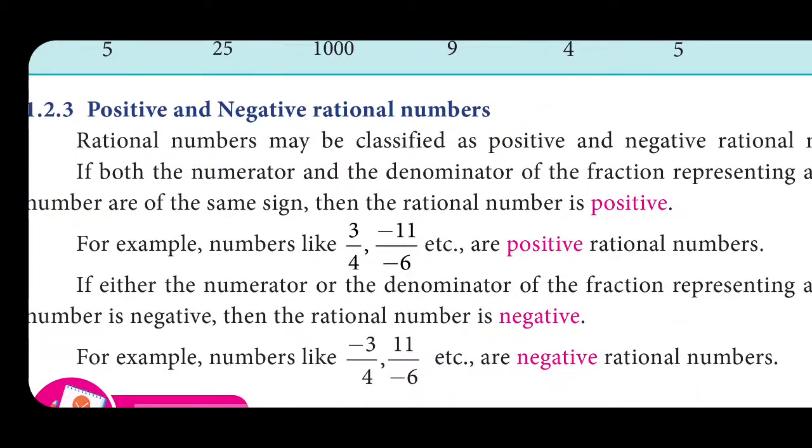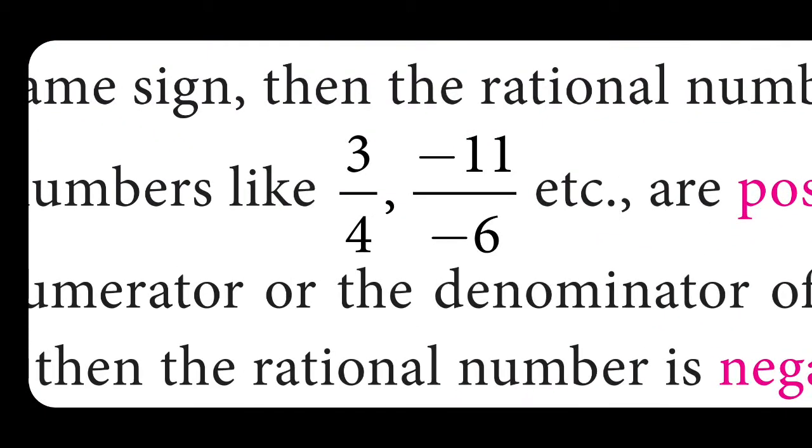Okay, next, positive and negative rational numbers. If numerator and denominator have the same sign, it's a positive number. Example, 3/4 and minus 11/minus 6. Plus by plus is obviously plus, that means a positive rational number. Suppose minus 11/minus 6, the minus signs cancel, so it's also a positive rational number.